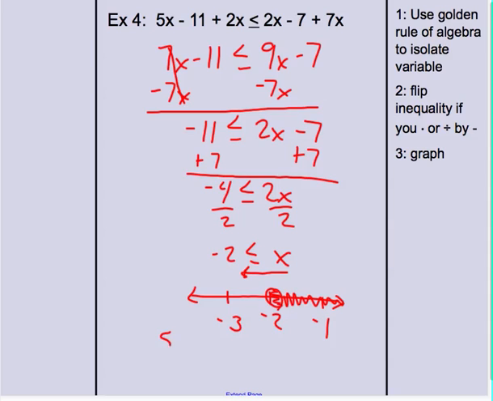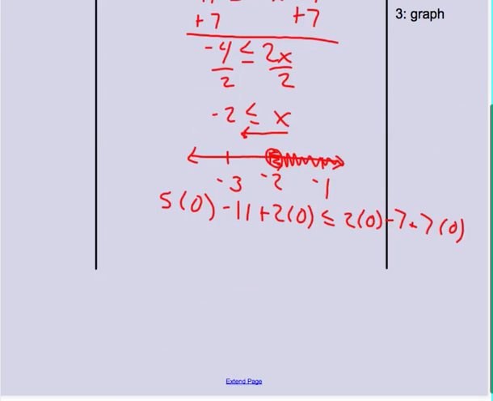0. If I put 0 in for x in my original inequality and check to see if this is true. 0 is a really easy number to use if you can figure out which side it's on, if it's on the right side of your shading. 5 times 0 is 0, so I get negative 11, less than or equal to, all of these times zeros cancel. Now because they're both negative, it's a little bit tricky to think about, but negative 11 is less than negative 7, so that was true.